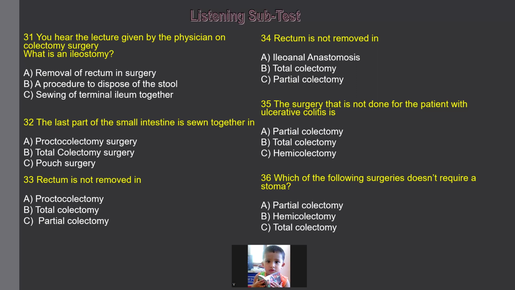In hemicolectomy surgery, either the left or the right part of the colon is removed. In a right hemicolectomy, the cecum, ascending colon, and a portion of the transverse colon are removed, along with the appendix, which is attached to the ascending colon. Whereas in a left hemicolectomy, the descending colon and part of the transverse colon are removed. In this surgery, typically the healthy sections of the colon are connected together. Therefore, an ostomy is not required.